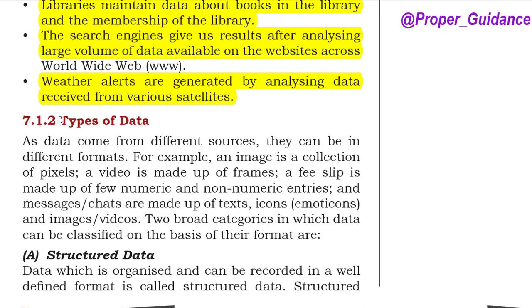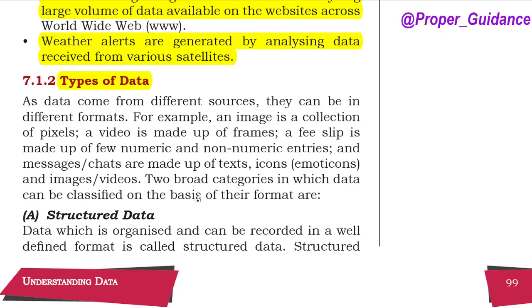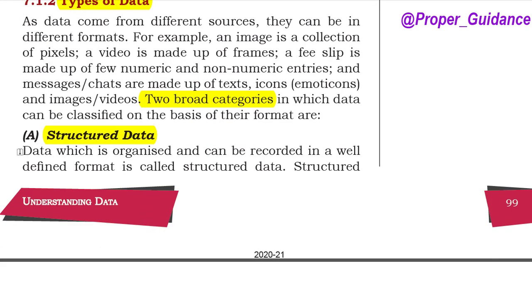Now, what are the different types of data? We get two broad categories in which data can be classified on the basis of their format only. One is structured data, another is unstructured data. Now see, data which is organized and can be recorded in a well-defined format is called structured data.